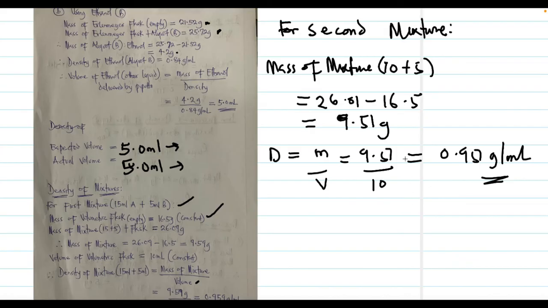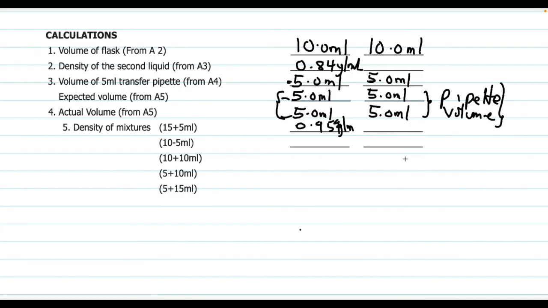So that's how we got the density for the second mixture. You should follow the steps to get the other densities.